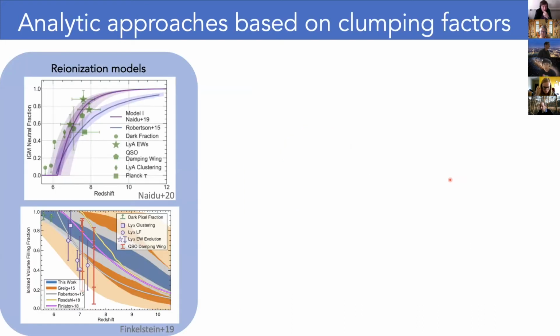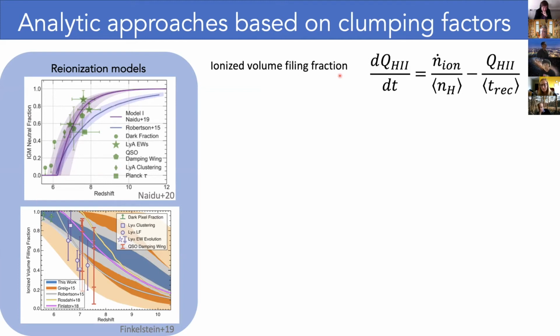Analytic reionization models use this clumping factor to produce a neutral or ionized IGM fraction using this equation. Here, Q_HII means the volume fraction of ionized hydrogen in the universe, and N-dot_ion is the total number of ionizing photons ejected into the IGM. There is also the cosmic average hydrogen density, and a recombination timescale term, including a clumping factor.